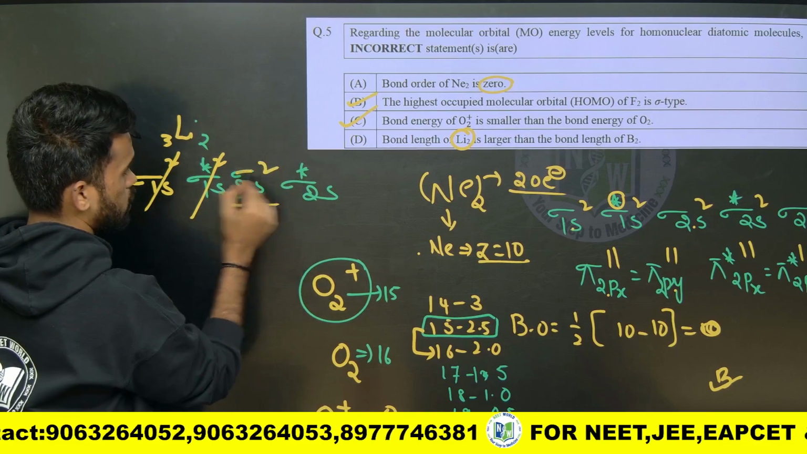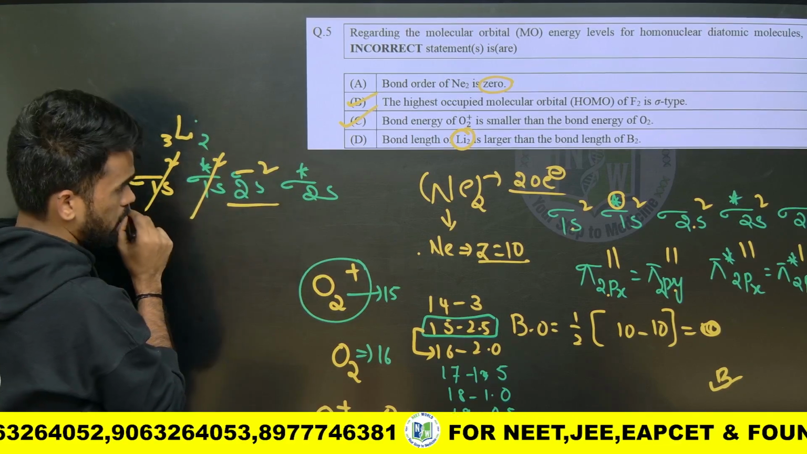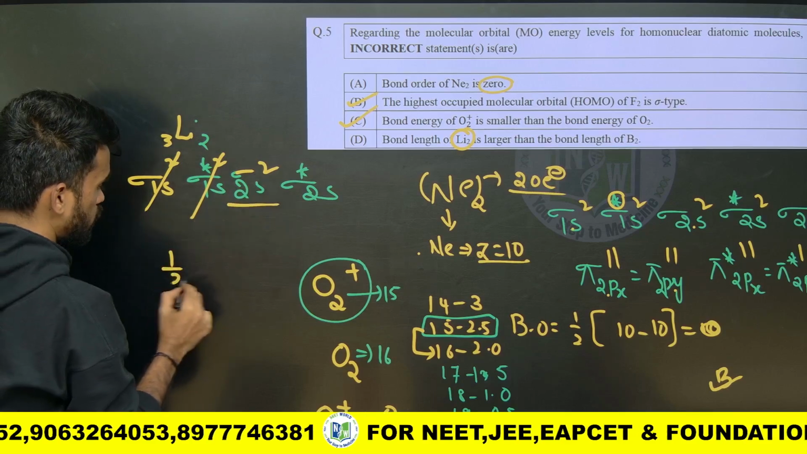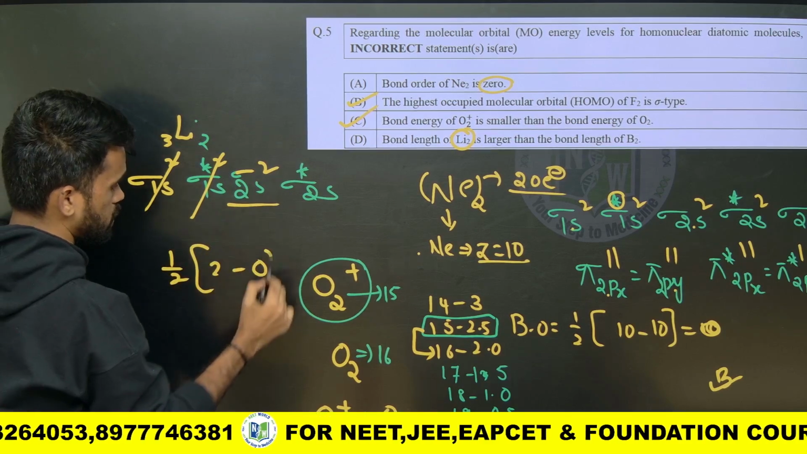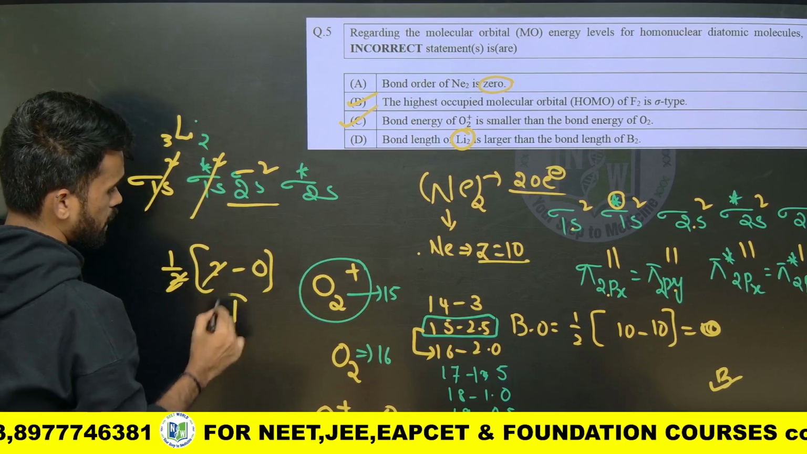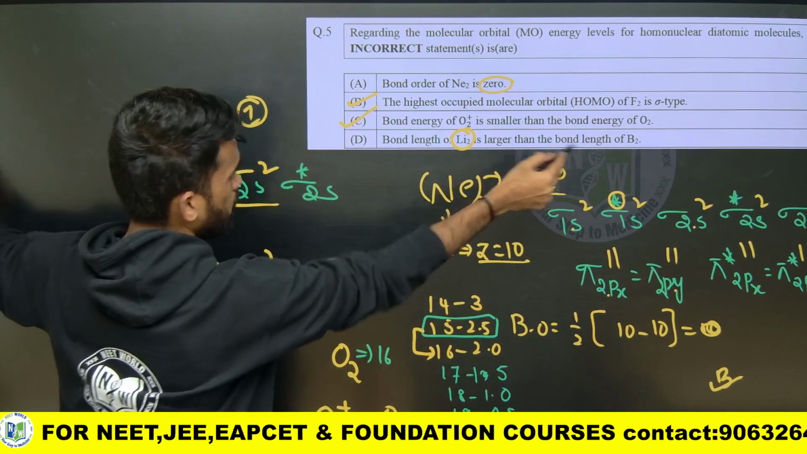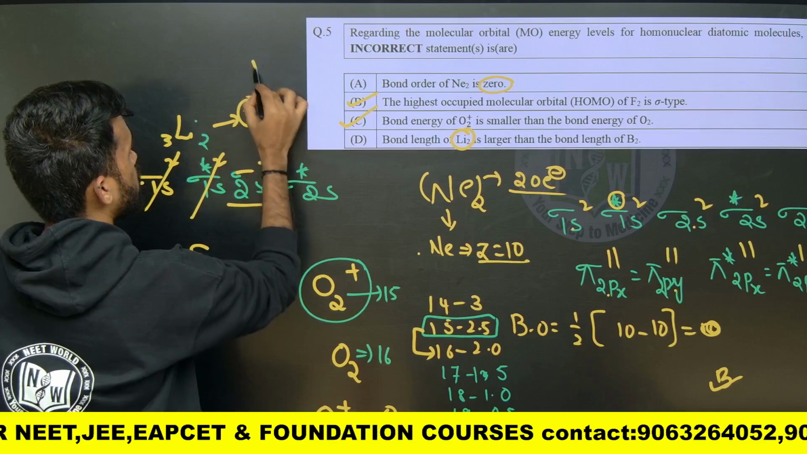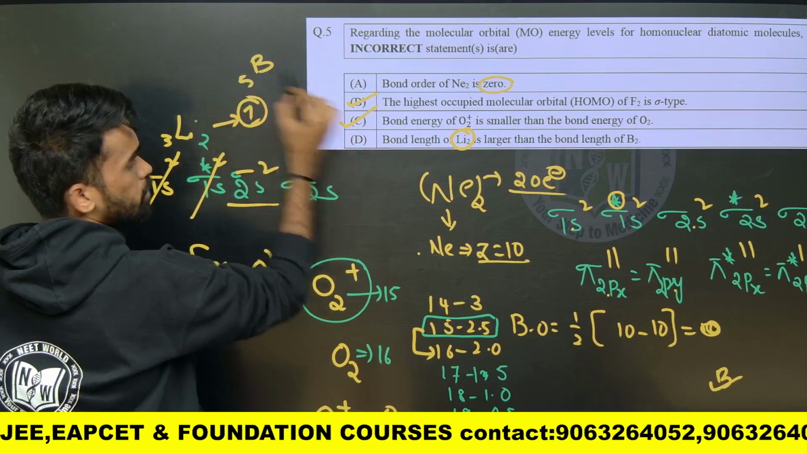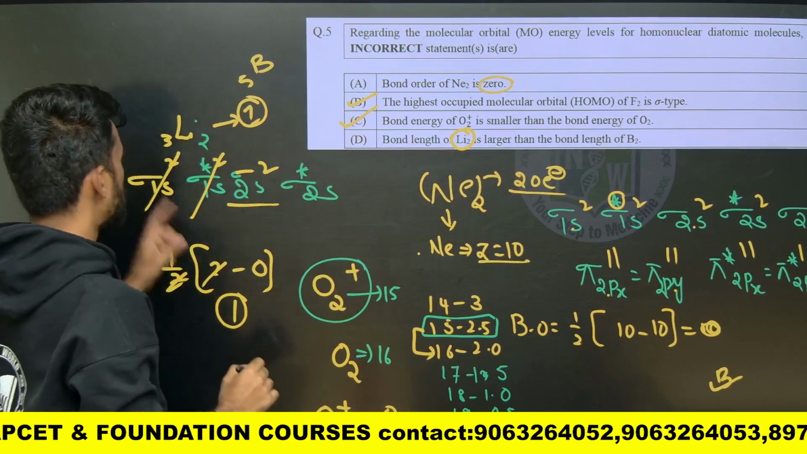So 2 electrons means what is the bond order? Half into bonding electrons are 2, anti-bonding are 0, so we get 1 as the bond order for Li2. Similarly if you do it for B2, boron atomic number is 5, so B2 means 10 electrons are there in total, so 8.